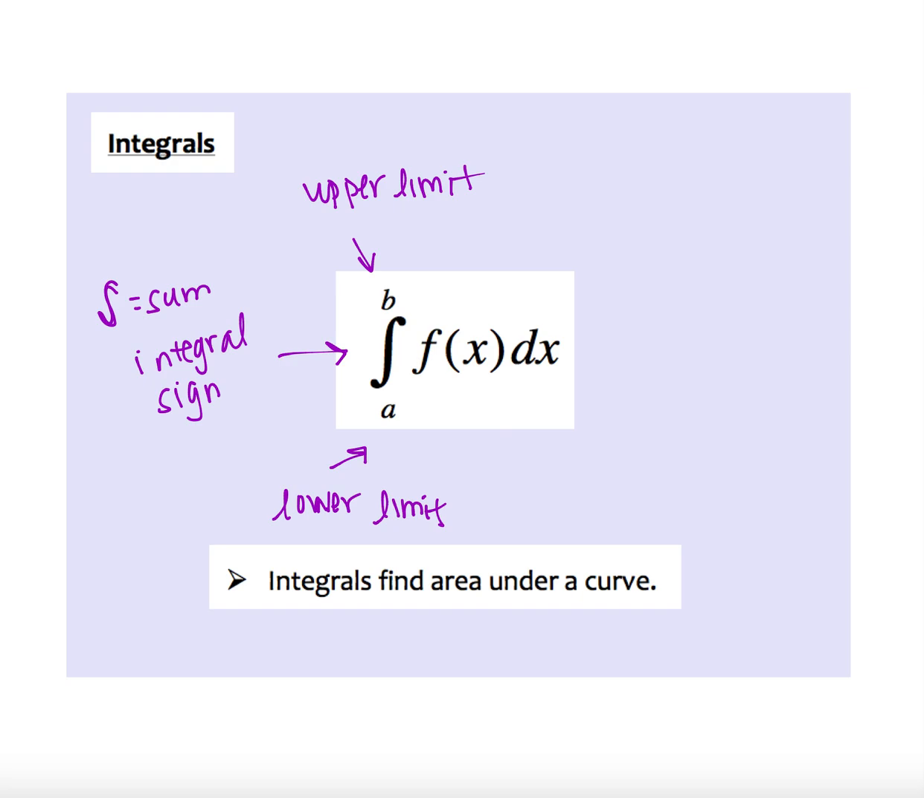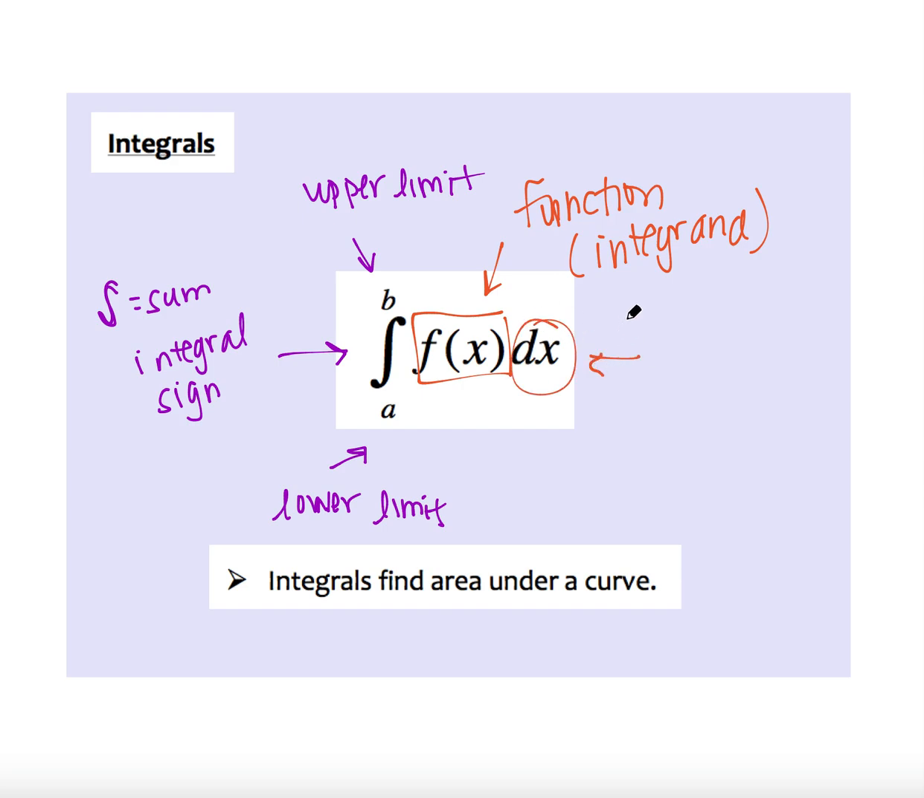Then f of x is the function that we are using, the curve. It's also called the integrand. That's what you're taking the integral of. And then the dx is important. The dx is telling you the variable of integration, so who are you taking the antiderivative with respect to? And just remember that integrals find area underneath a curve.